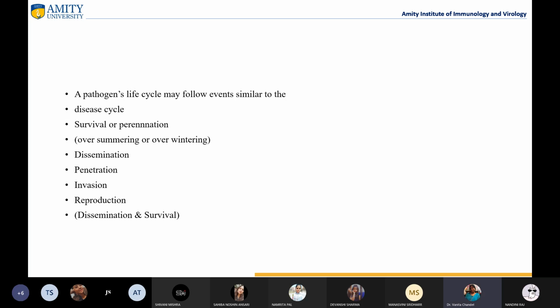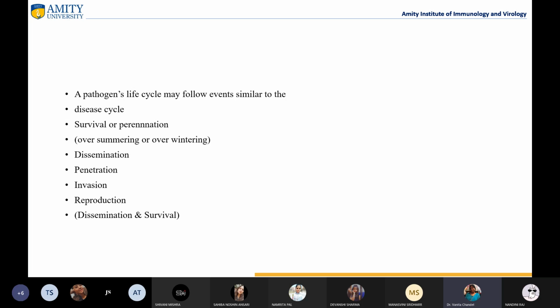Then over-summering or overwintering: how do they pass through those stages, how are they disseminated to the plants again, how are they carried to far places, and how do they penetrate the host, how do they gain entry? Because it is not that simple that they just get entry by any means. Maybe through wounds, maybe through natural openings in the plants. Viruses, we know, get entry through vectors, right? So there are different means of penetration into the plant.